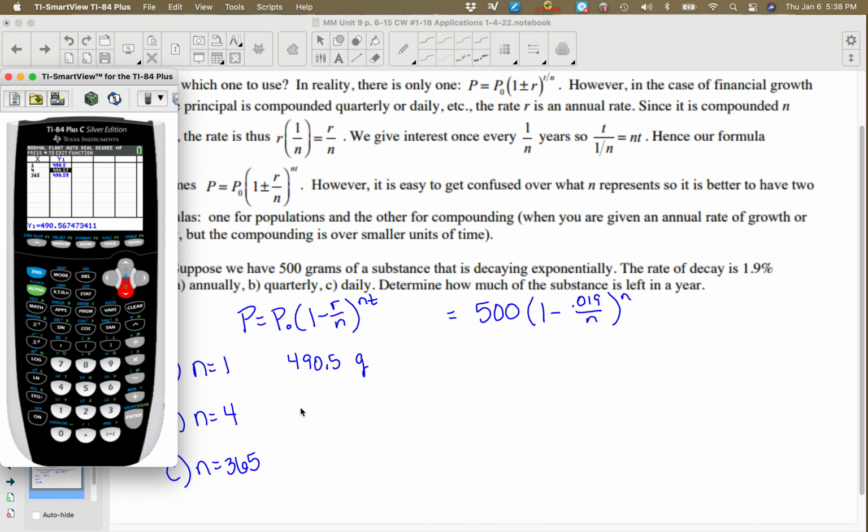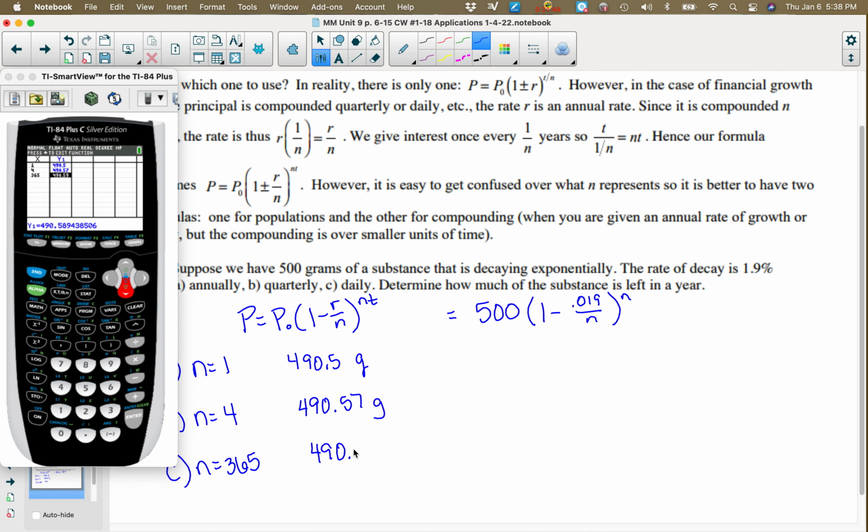So you've got to watch out for what kind of question it is. For this next one, it would be 490.57 grams. And for this last one, 490.59 grams if I went to the hundredths place. Okay, so that's what you could do to figure those questions out.